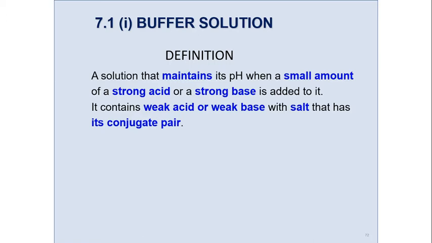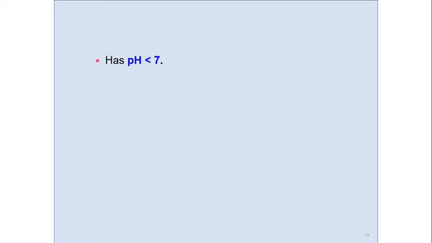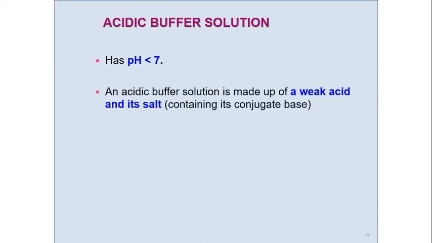There are two types of buffer solution: acidic buffer solution and basic buffer solution. Acidic buffer solution: the solution has pH less than 7. An acidic buffer solution is made up of a weak acid and its salt that contains a conjugate base.